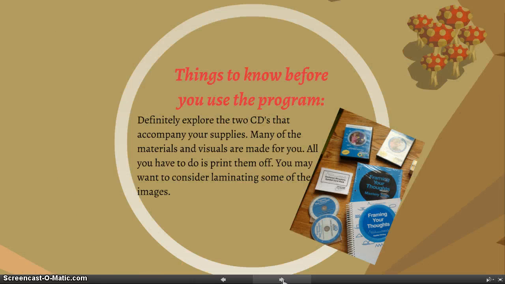So things you need to know before you use the program: definitely explore the 2 CDs that come along with your program. A lot of the things that are in your manual, they've already made a printer-friendly version on the CD that you can either print off and amass numbers or obviously make copies. I think that there's a couple things like the visuals that if it were me, I would probably print off, enlarge, maybe even color code them a little bit, and then laminate them. But how you do that is entirely up to you.